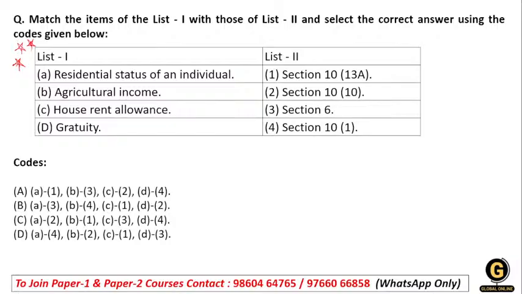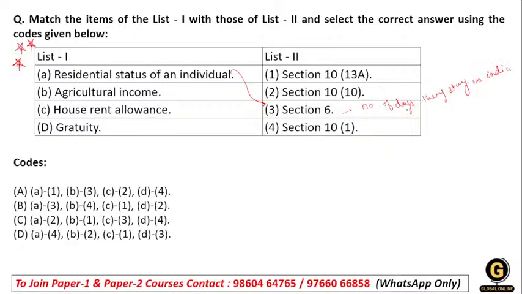Now, residential status of an individual is given in Section 6. Section 6 of the Income Tax Act 1961 defines the residential status of an individual based on the number of days he or they stay in India.